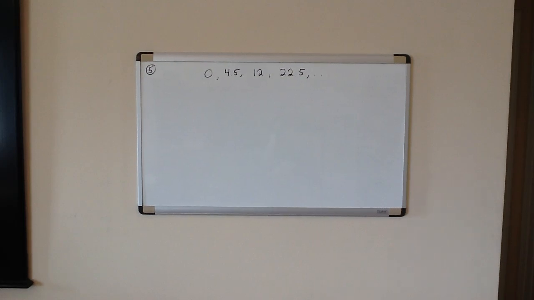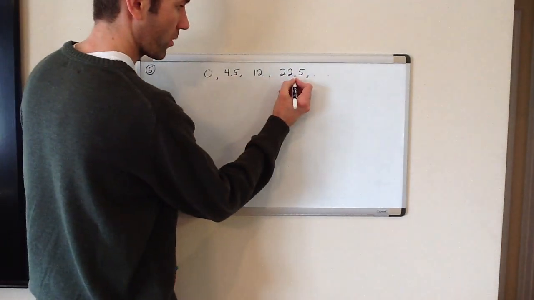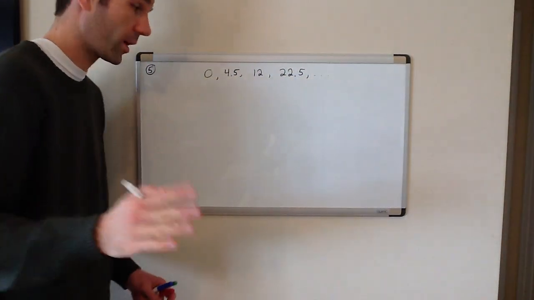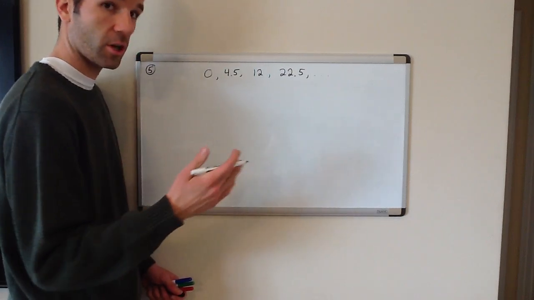Number 5 is slightly tricky. Now let's take a look at those numbers right there and let's decide what's really happening. First of all, 0, 4.5, 12, 22.5. Here's where my mind went. The first thing I noticed was that the numbers are going up.